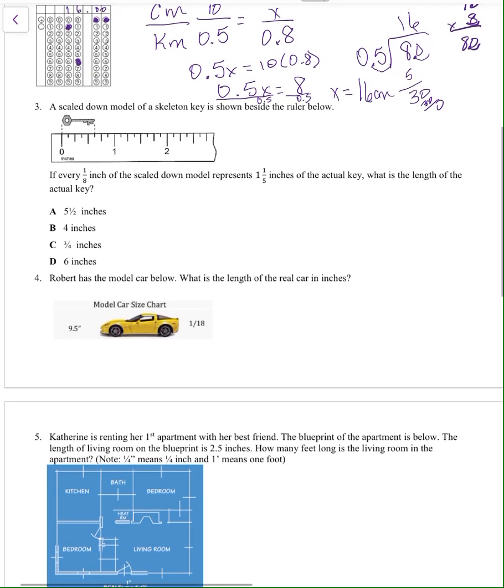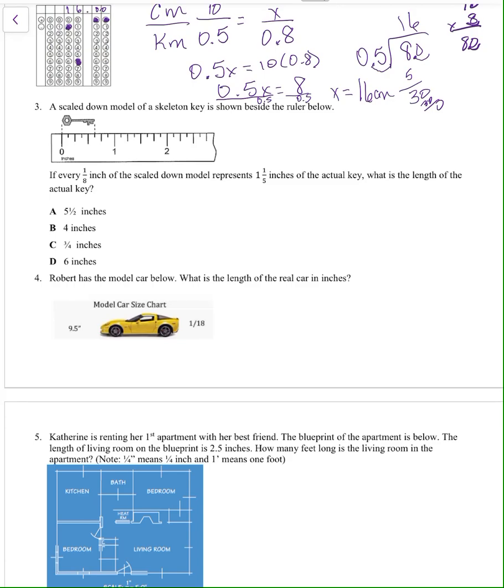All right, number 3. A scaled down model of a skeleton key is shown beside the ruler below. So you might be asked to measure on a scale question, like on your STAR test. So you would have to get your ruler that's on your reference chart and measure. I couldn't figure out how to do this and record it, so I wanted to just show you this example. If you have to measure, it will say use the ruler on your reference chart. If it does not say use the ruler, then you don't measure. All right, so let's use this ruler and measure this key.